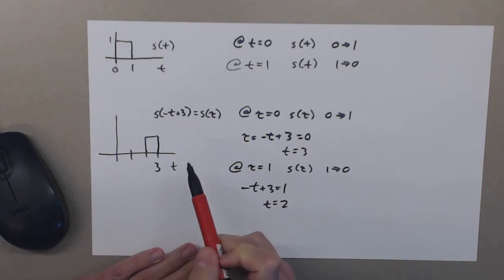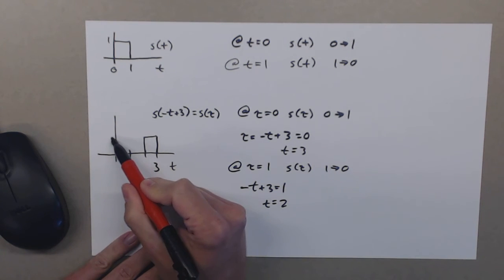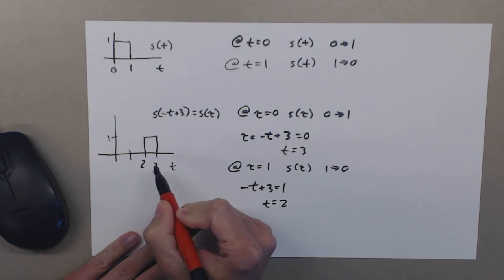So there's my signal after it's been mirrored and shifted. It has an amplitude of 1 again, but it's now between 2 and 3.